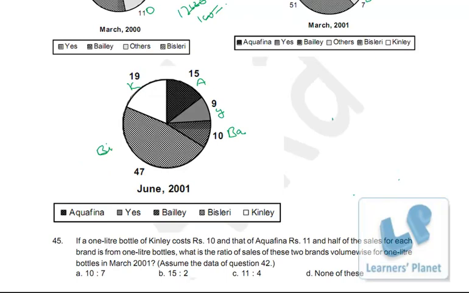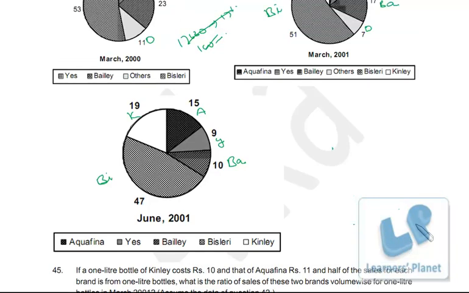If a 1 liter bottle of Kinley costs rupees 10 and that of Aquafina rupees 11, and half of the sales for each brand is from 1 liter bottles, what is the ratio of sales of these two brands volume-wise for 1 liter bottles in March 2001? So in March 2001 we have to find out the ratio of the volume of 1 liter bottles. Now we know the turnover because we have to use the data from question 42, the initial turnover we know, right?